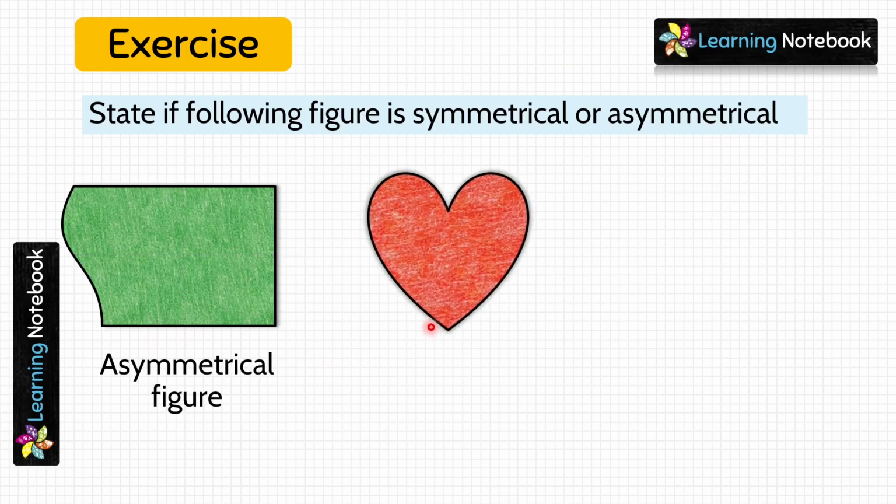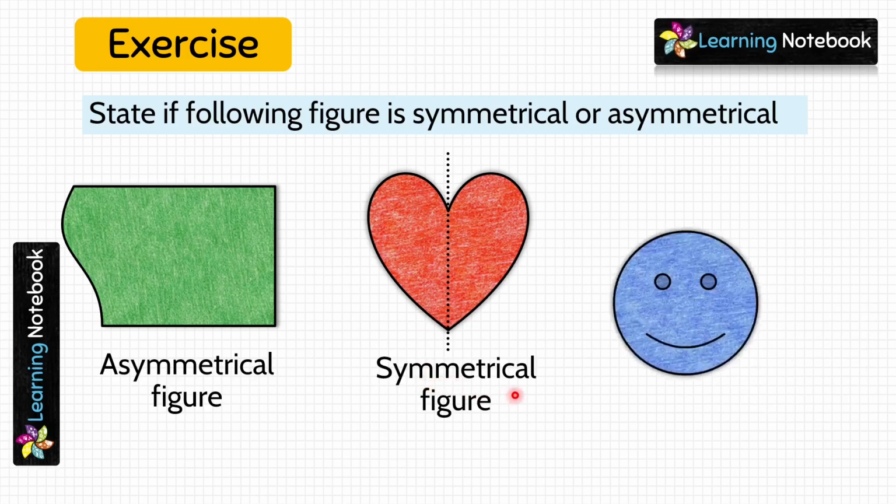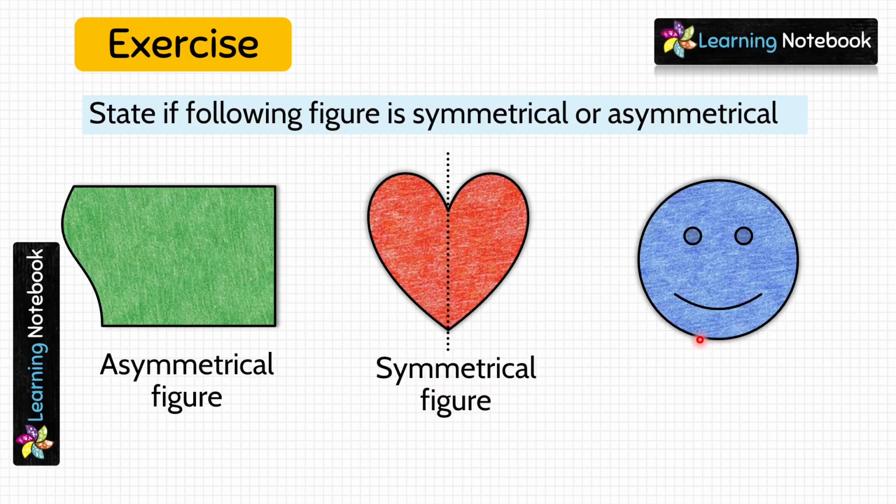Now see this heart figure. If we fold this heart figure vertically, then we will get two equal halves. So this heart figure is having a line of symmetry. Therefore, it is a symmetrical figure. Then this smiley figure. The smiley figure can also be folded into two equal halves as shown here. So this is also a symmetrical figure.